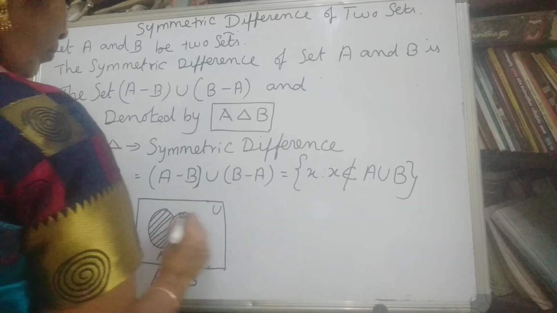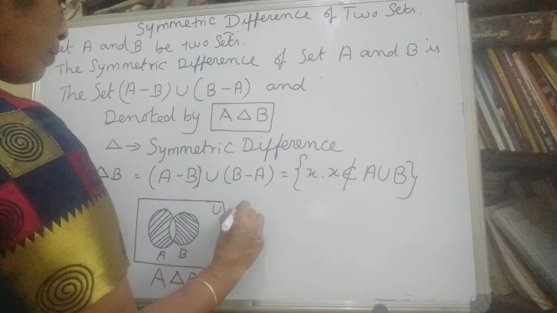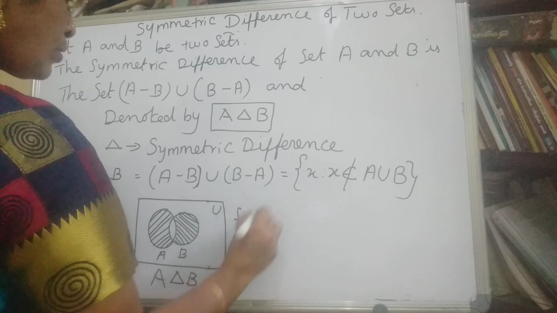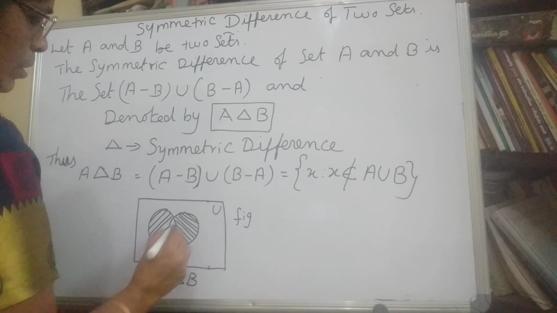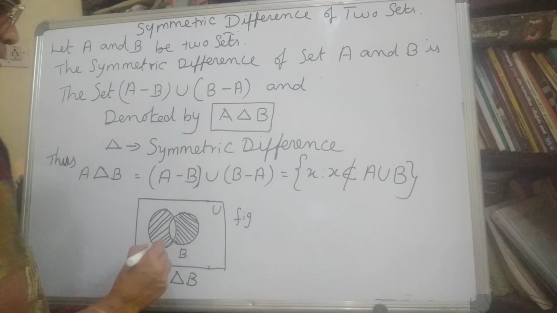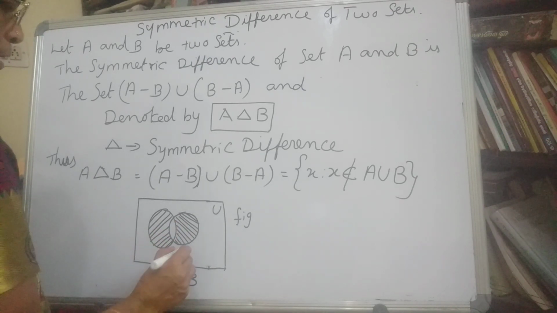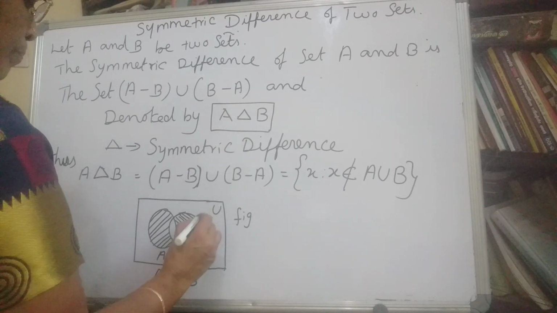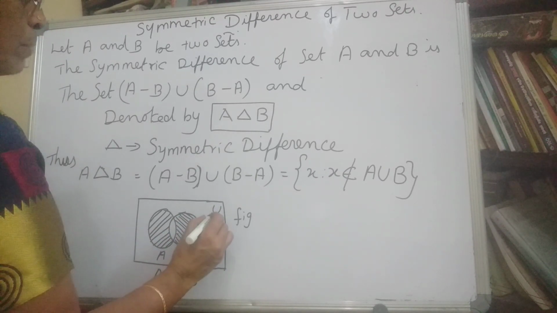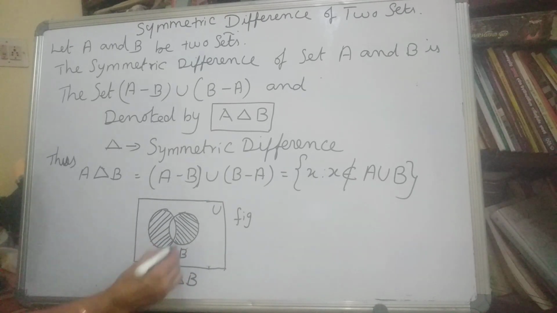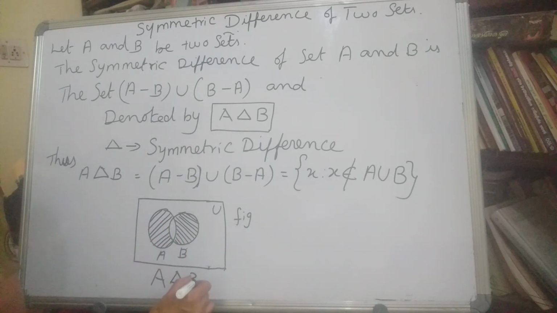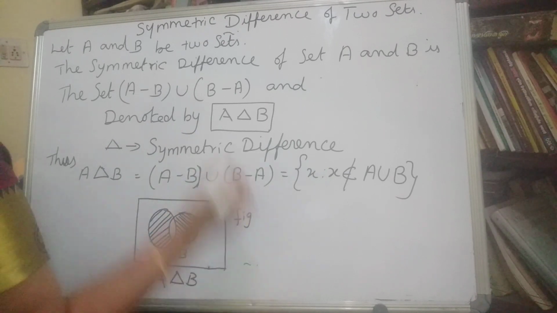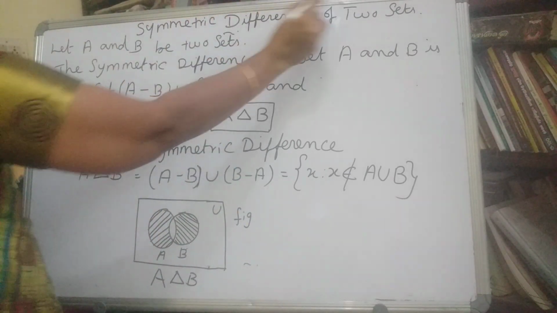Now the figure denoted by symmetric difference: intersecting two circles, set A and set B, and this one is A and this one is B, within the universal set. The shaded part is A symmetric difference B. That's all. Once again, symmetric difference of two sets.